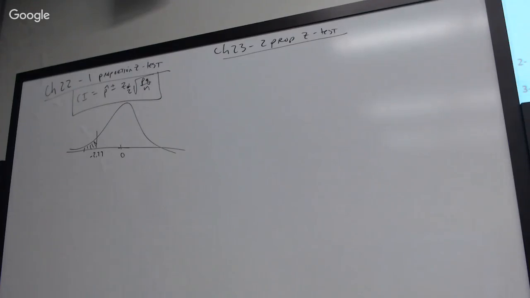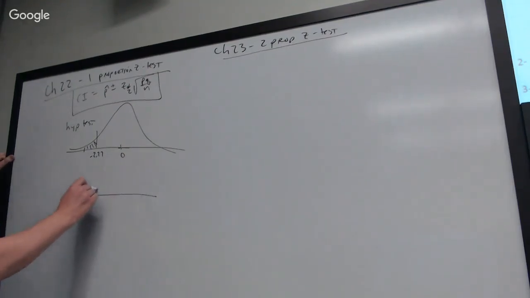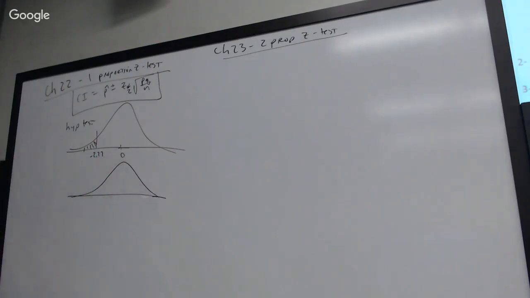Okay, now let me ask you a question. This bell curve represents the hypothesis test, right? Is a confidence interval one or two-tailed? It's two-tailed. So the reality is, if I'm doing a two-tailed confidence interval, what is the mean of my confidence interval?